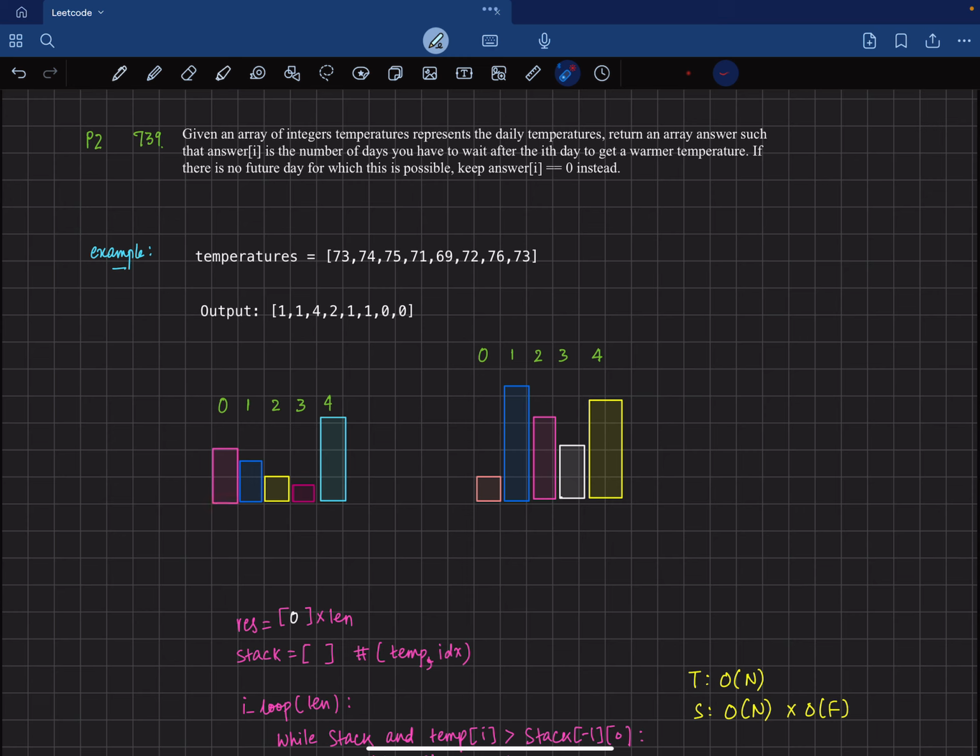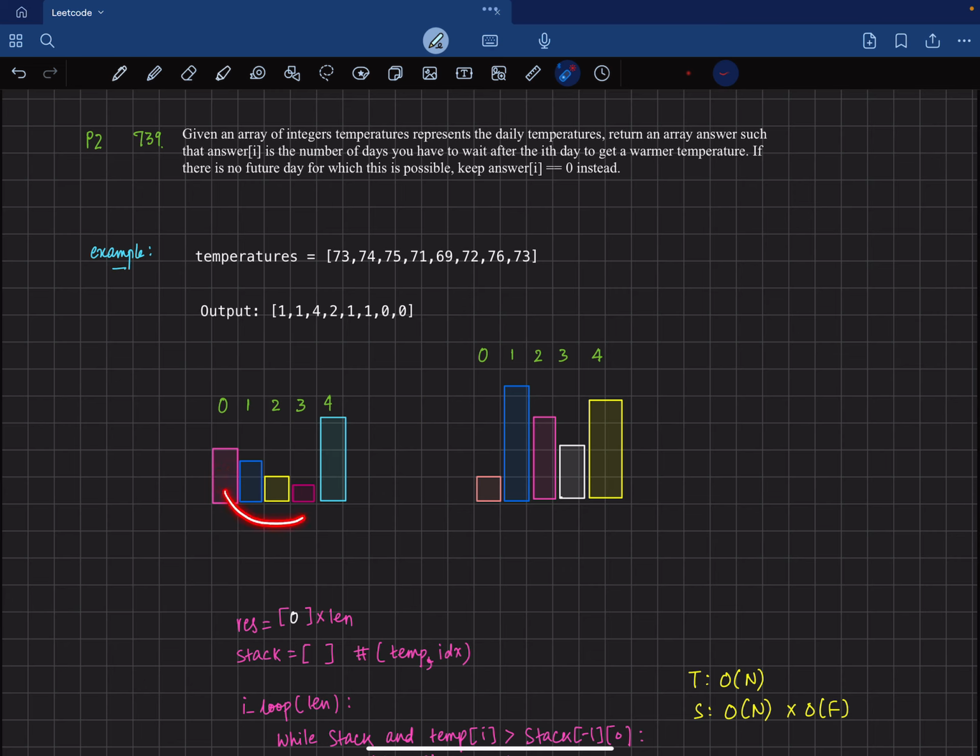Now, at index 0, day 0, let us see. Is this the greater temperature than this one? No. Is yellow greater than this one? No. Is this greater than this one? No. Is this greater than this? Yes, it is, right? Just look at the magnitude, correct? Its bar is higher than this bar. So this temperature is the greater temperature than this one. And this temperature is the first temperature which is greater than this one.